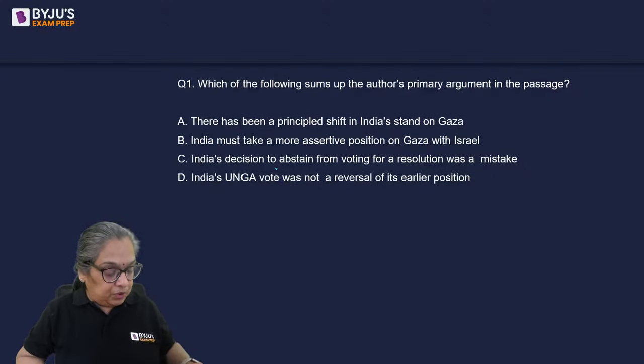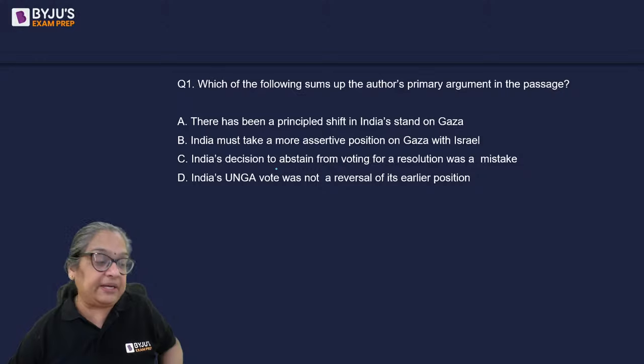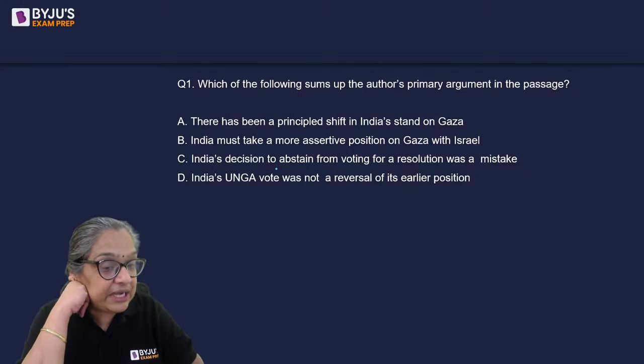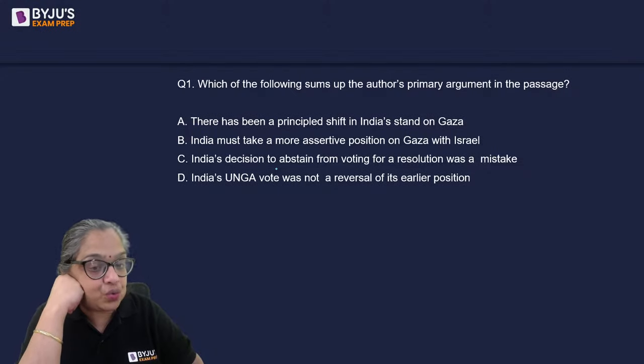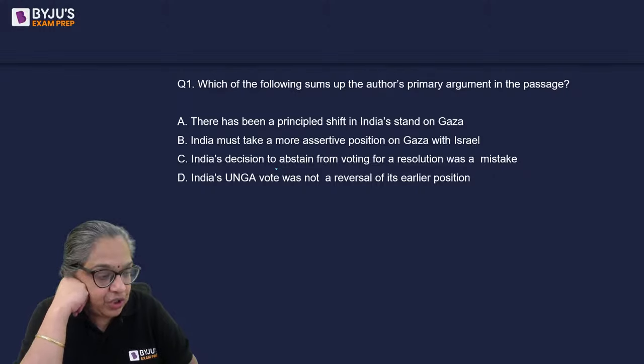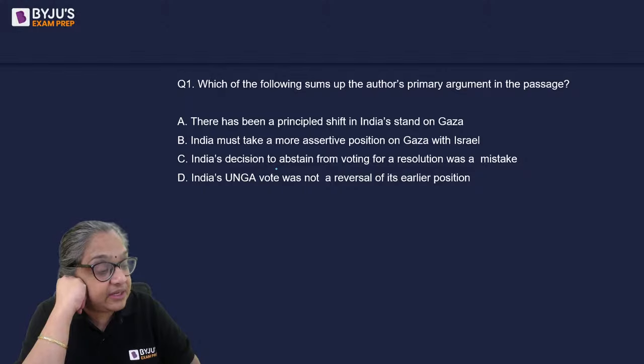Maybe all or most of the options are correct, and most of them have been given in the passage. But which statement sums up the author's main argument best? Let me see your answer. Is it A, B, C, or D? Is it A, that there's a shift in India's strategy or stand position? B, that India must take a more assertive position. What's the right answer? A, B, C, or D? Let me quickly see your answers.